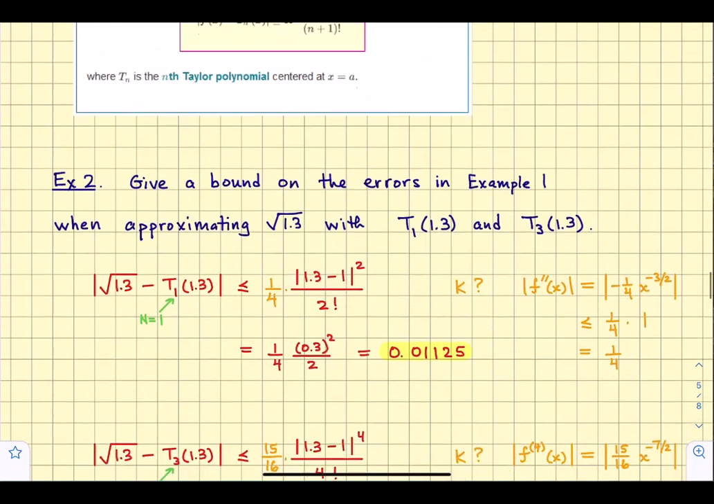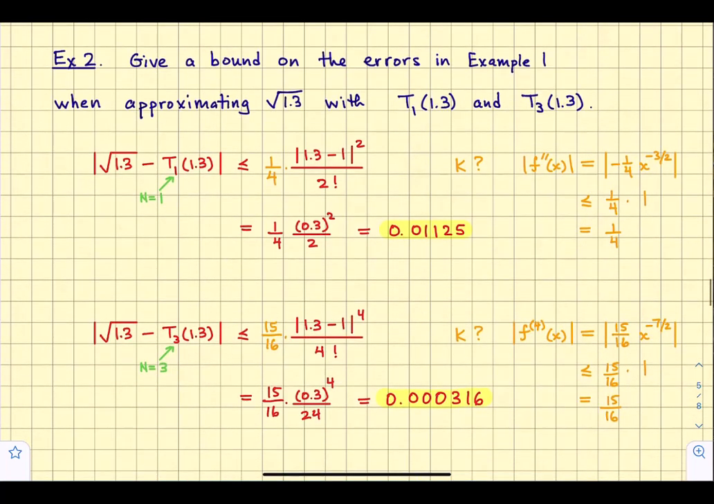All right, so let's give a bound on the errors in example 1 when approximating the square root of 1.3 with T1 at 1.3. In other words, we build the first degree Taylor polynomial approximation. We evaluate it at 1.3 in an effort to approximate this. Let's see how much error is involved in that. And then let's also do the same thing when we use the third degree Taylor polynomial. We evaluate it at 1.3, and we want to know how far we could be off from the true value here.